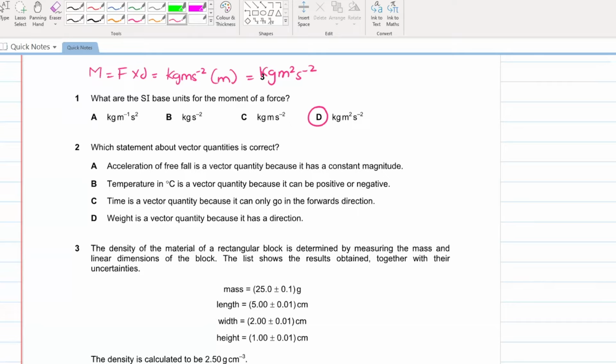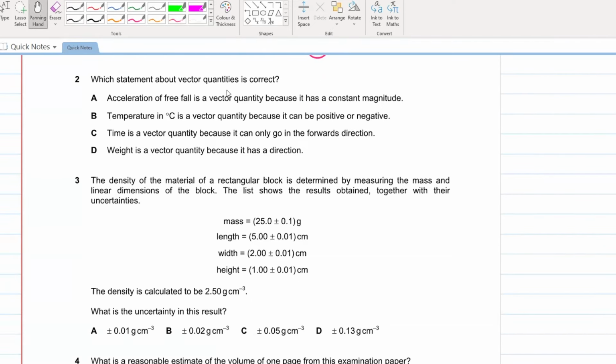So first MCQ हमारा क्या था? We had to calculate the SI base unit of the moment of a force. So हमने basic SI base units की equation लगाई. Moment is equal to force into distance. Our answer comes out to be nothing complicated. Chalo, let's further move ahead.